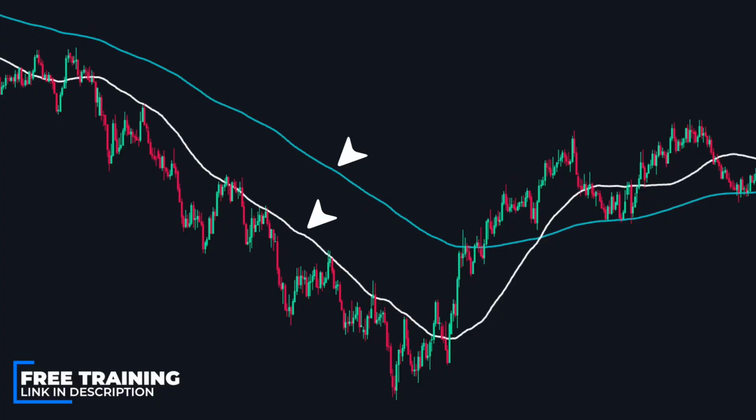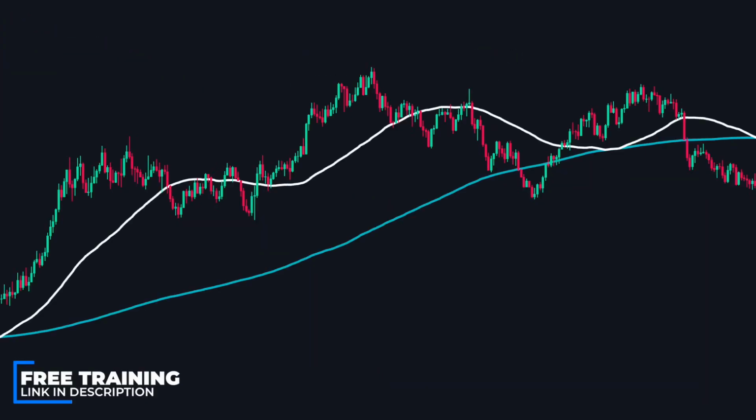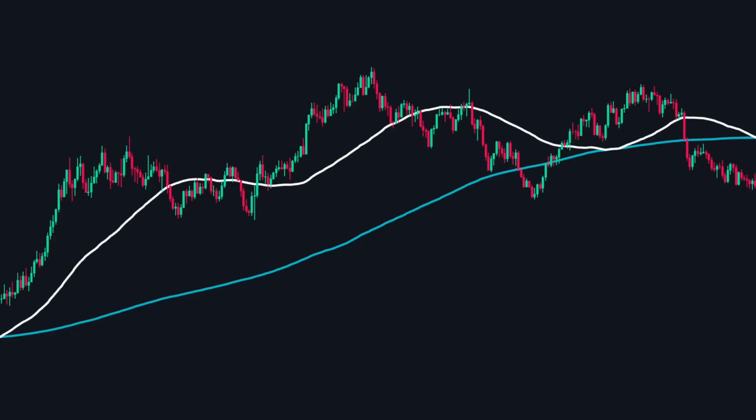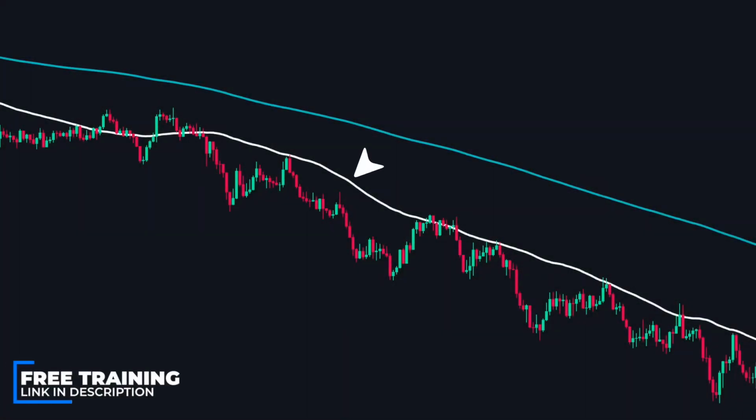Employing multiple moving averages, such as the 50 and 200 period MAs, provides clarity regarding market trends by illustrating the relative positions of these averages on a chart. This multifaceted approach enhances overall trend analysis. In an established uptrend, the smaller moving average typically resides above the larger one, indicating a favorable environment for identifying buying opportunities. Traders should be vigilant in recognizing this pattern to capitalize on profit potential.